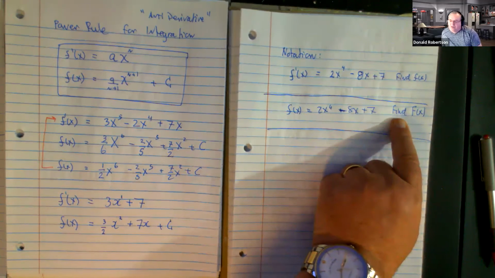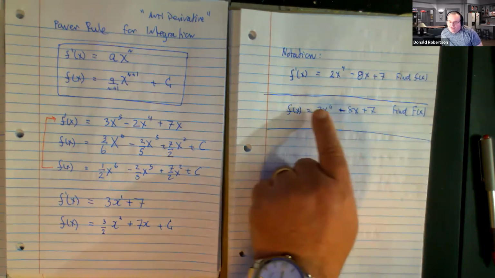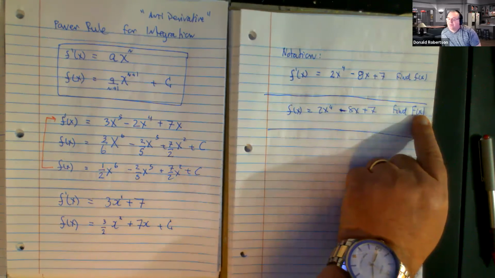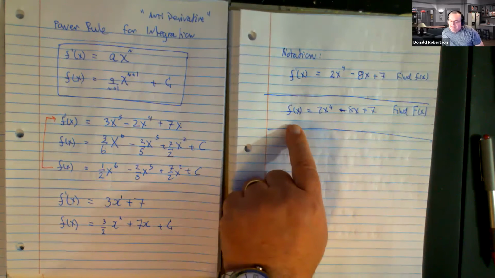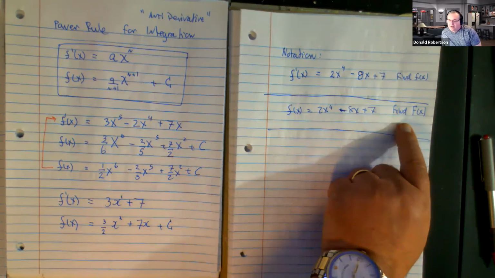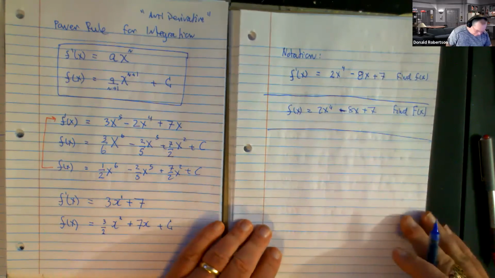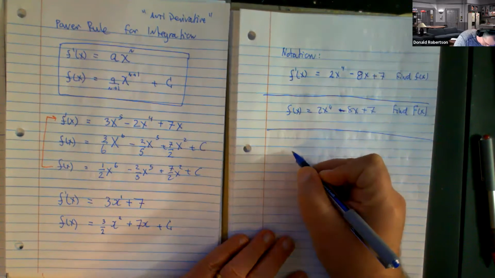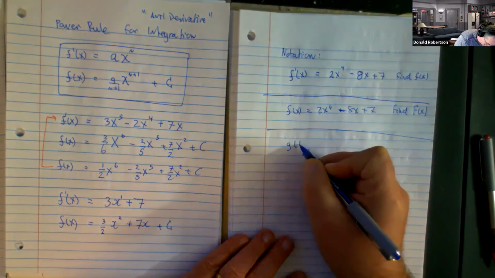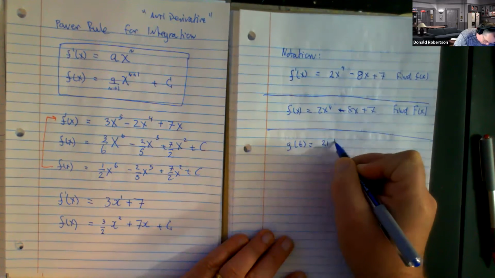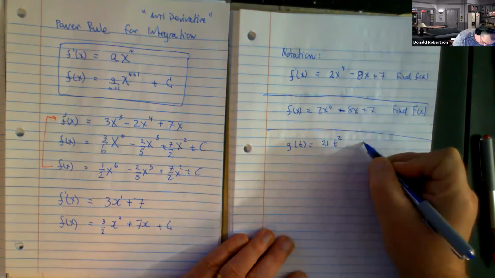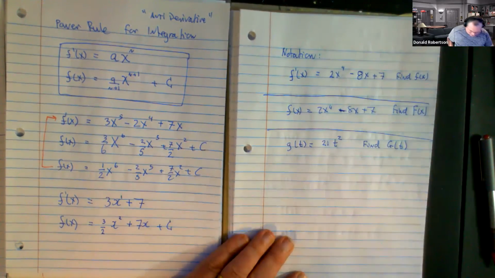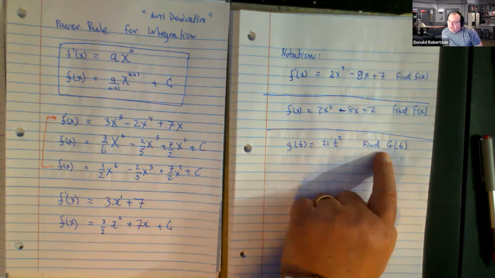How do we note the antiderivative? The notation is you use the same letter, but a capital. So if this was little g, they would say find big G of x, right? If this was little h of s, they would say find big H of s. Now, suppose I gave you a question like this. g of t equals 21 t squared. And I said to you, find capital G of t. Do you now realize that they're saying find the antiderivative?